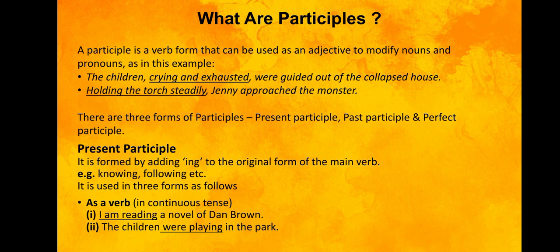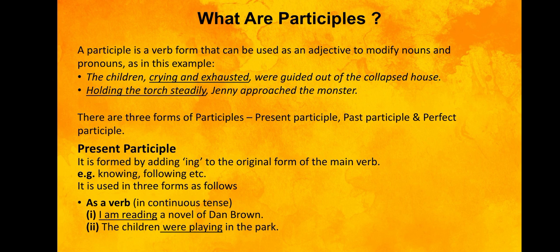It can be modifying a pronoun too. So there are three forms of participles: present participle, past participle, perfect participle. So one by one we can see. So what is a present participle? It is adding ing to the original form of the main verb.